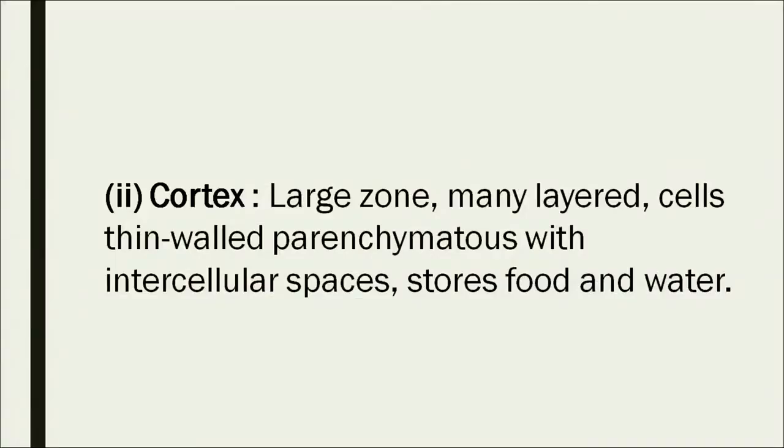Then the next layer is called cortex. It is a large zone, meaning multi-layered, too many layers, and these are thin walled cells. They are parenchymatous tissue. They have a lot of intercellular space, and it can store food and water for the root.